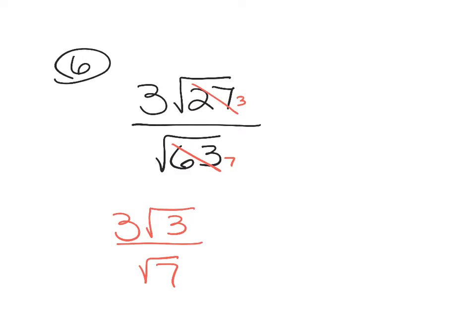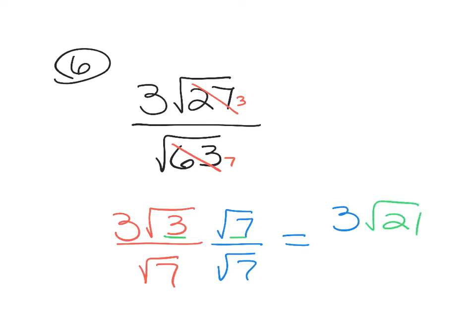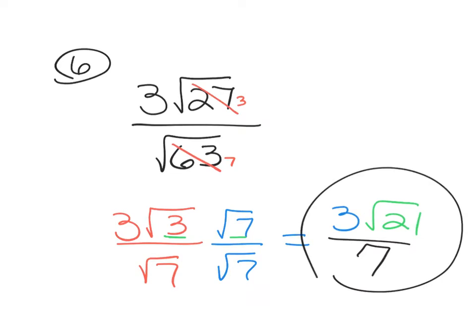Again, I still need to rationalize here. So again, I'm going to multiply the numerator and the denominator by the square root of 7. Again, you multiply inside the radicals, so the 3 is outside. The 7 and the 3 are inside, so I would get the square root of 21. And then again, the 7 in the denominator comes out. And you're done. Again, I can't simplify the 21 and the 7 because the 7 is outside the square root.